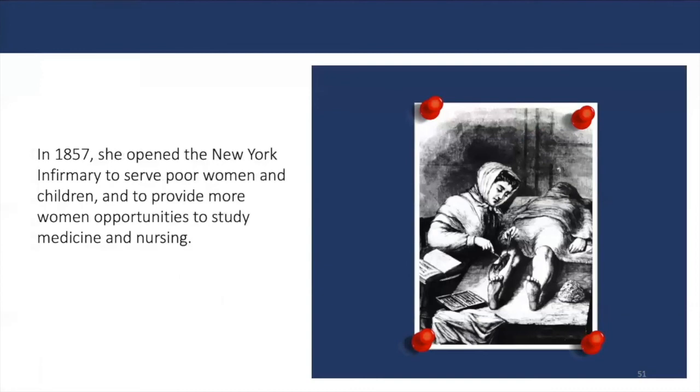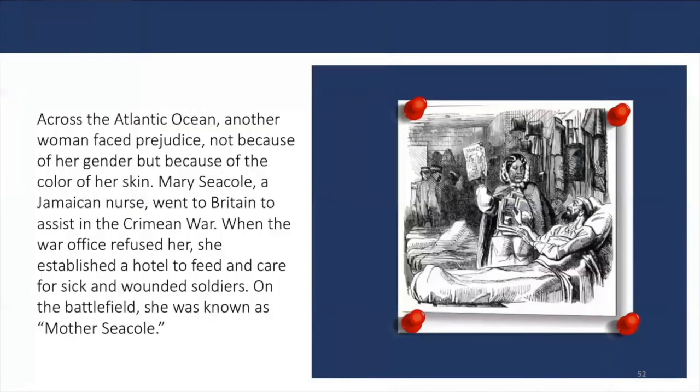Mary Seacole, a Jamaican nurse, learned about herbal medicine from her mother and gained recognition as a skilled healer to the soldiers in Kingston. It was not because of her gender, but because of her skin color that she was not given a job in any hospital or healthcare center in the US. Thus, she went on to establish a hotel and nurture the wounded soldiers of war. She is known as Mother Seacole.